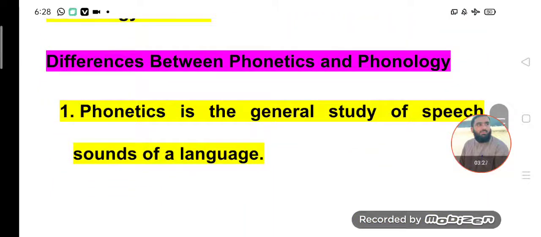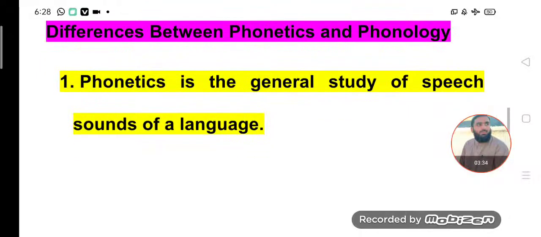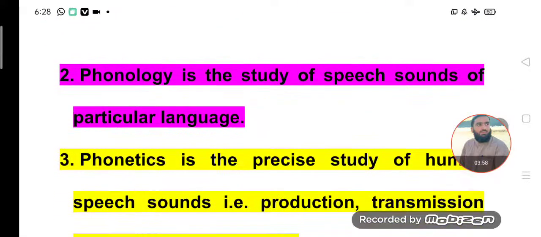Now, what are the differences between phonetics and phonology? The first difference: phonetics is the general study of speech sounds of any language. Phonetics is for all languages, like Pashto, Urdu, Persian, English, Arabic, Chinese. Phonetics is the general study of speech sounds of any language, while phonology is the study of speech sounds of a particular language.